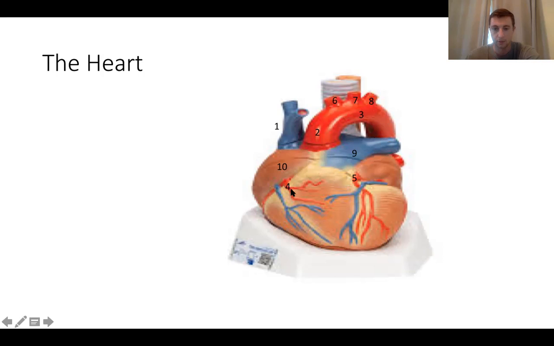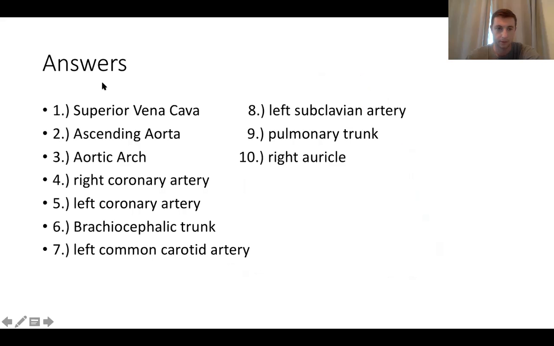4 is going to be the right coronary artery. 5 is going to be the left coronary artery. And 10 is the auricle of the right atrium. Answers are here. 10 is the right auricle, the right auricle of the atrium.